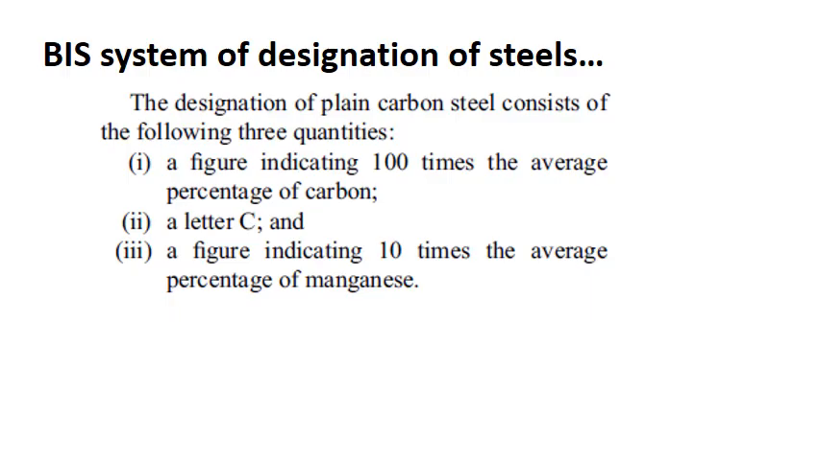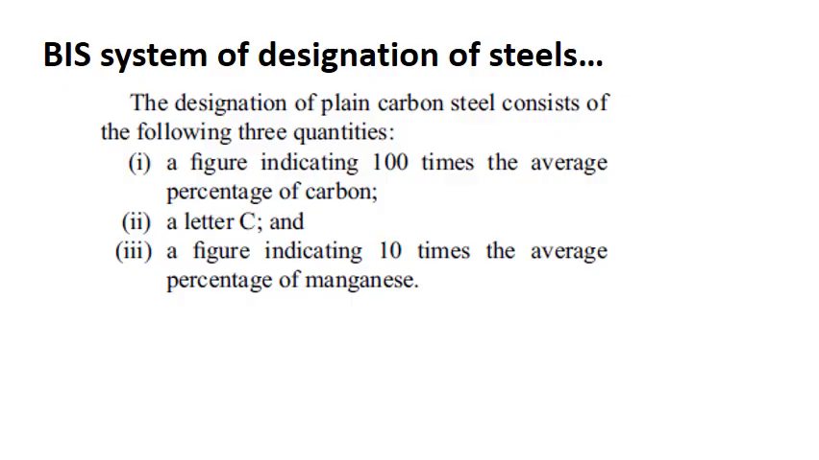So please remember plain carbon steel. What does it mean? We have low carbon, high carbon, medium carbon. You will have a figure indicating 100 times the average percentage of carbon, a letter C, and then a figure indicating 10 times the average percentage of manganese. Please note that this is the average percentage.